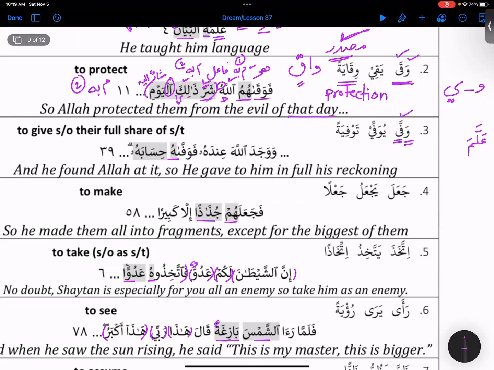And then tawfiyatan. Okay, so waffa means to give someone the full share of something, right? So waffa, yuwafi, and now tawfiyatan. Now, how are you going to translate this masdar here? Share, or we can say compensation, right? Compensation, one word.